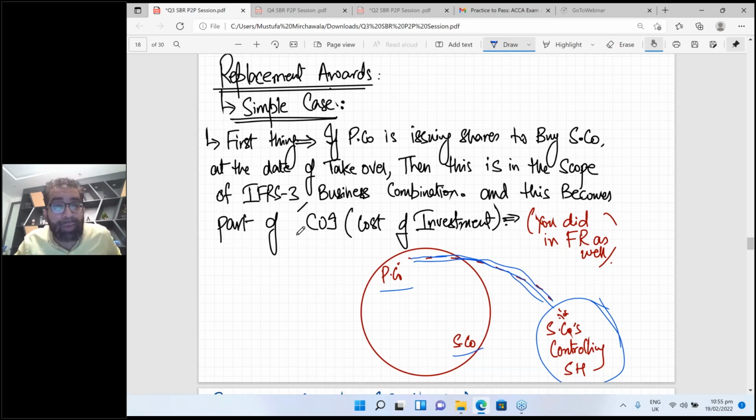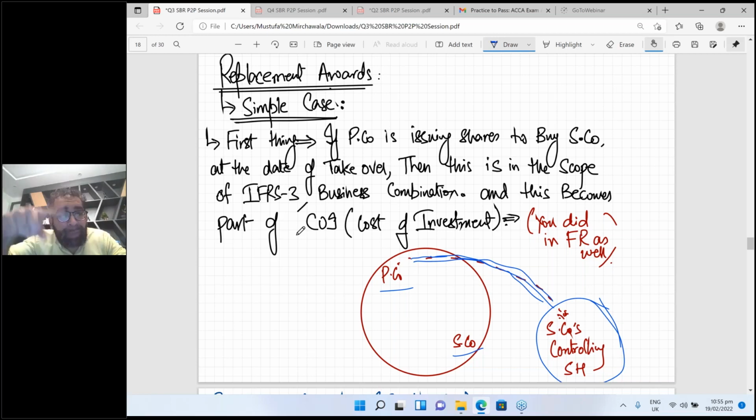Let me give you a logic. When you were at F7 or FR level, your teacher taught you this case, and in FR level there was no IFRS 2. Yes, there was IFRS 3 in FR, because this thing belongs to IFRS 3.